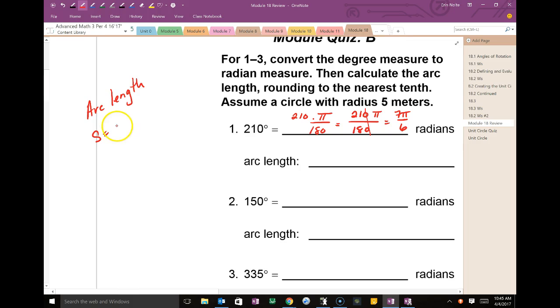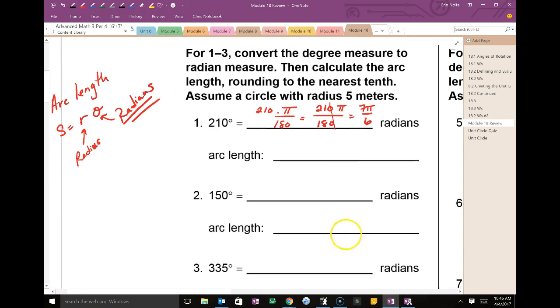Anyways, all you do is take the radius and multiply by the angle. R is representing the radius of the circle. And the angle has to be in a specific form. It must be in a radian measure. And that's the part that people forget. You have to use the radian measure to find arc length.